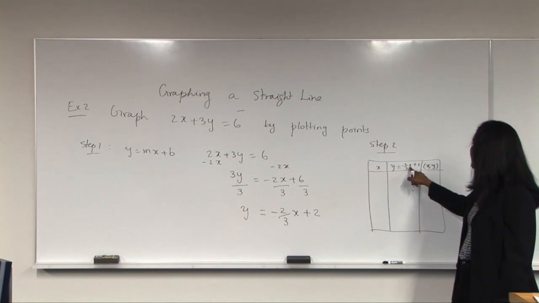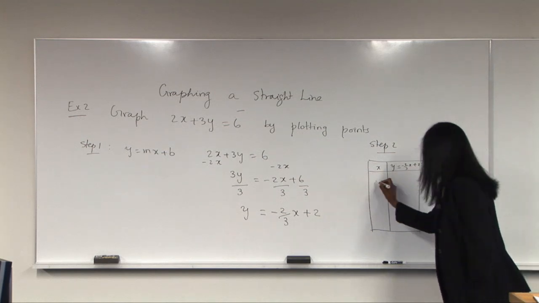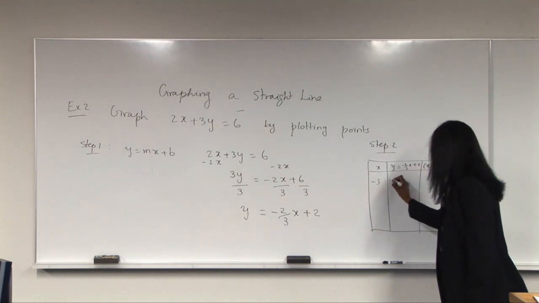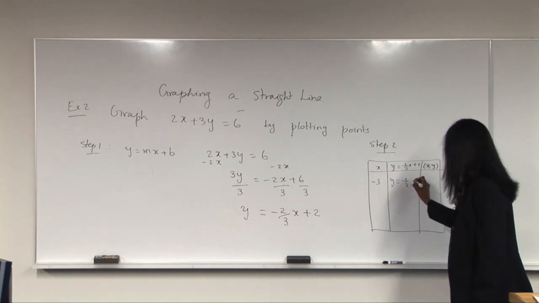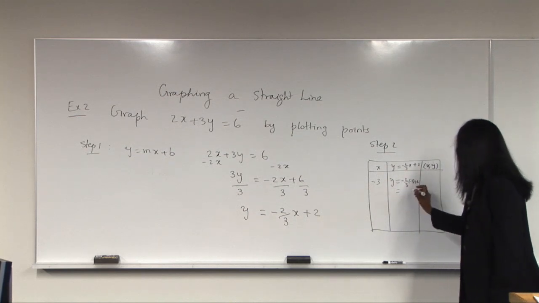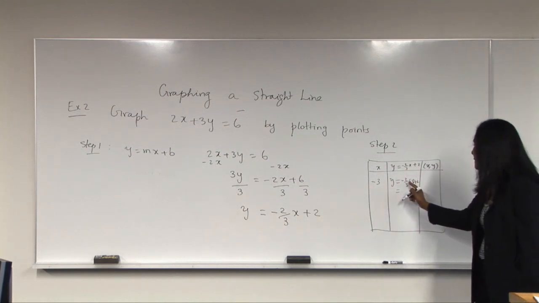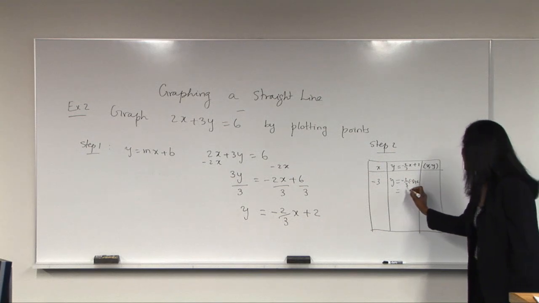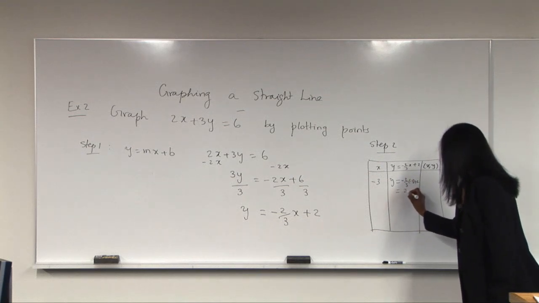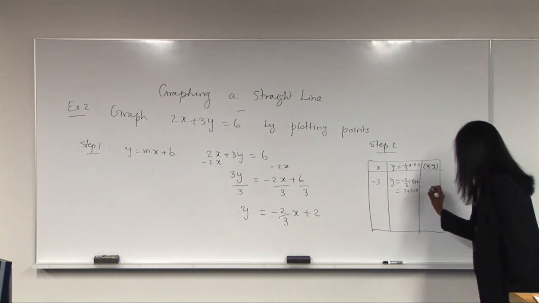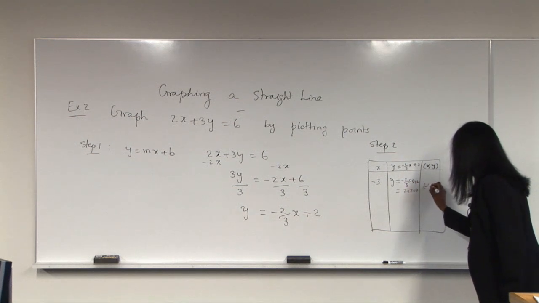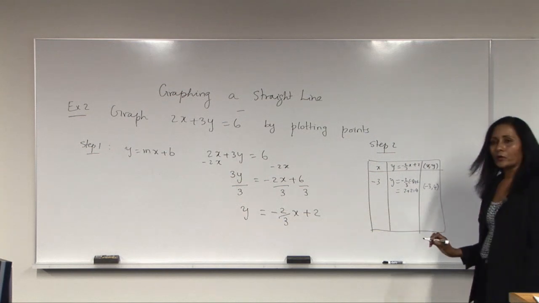So I am going to give x is equal to negative 3 first. So y is equal to negative 2/3, x is negative 3, plus 2. So this is equal to, here this is negative 2 times negative 3 over 3 is 2, positive 2 plus 2, 4. So here we have negative 3 comma, when x is negative 3, your y is 4.